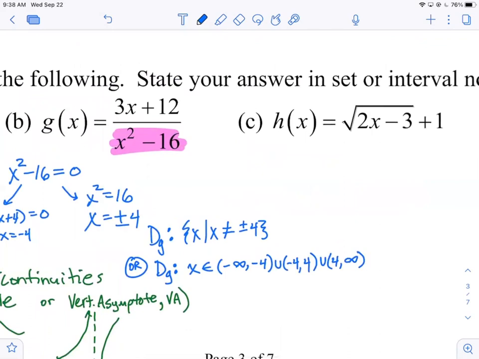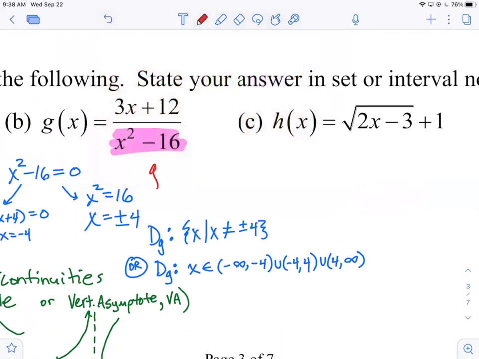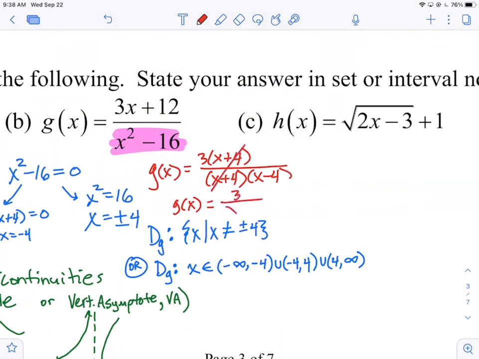Kind of looking ahead, just a preview of coming attractions. Look what I could do with g of x if I did want to simplify it. I could factor a 3 out, and that gives me an x plus 4. And at the bottom, of course, I know that's x plus 4 times x minus 4. If I wanted to simplify g of x, could I? Yeah, what happens with the x plus 4s? They divide out, and I'm just left with 3 over x minus 4.